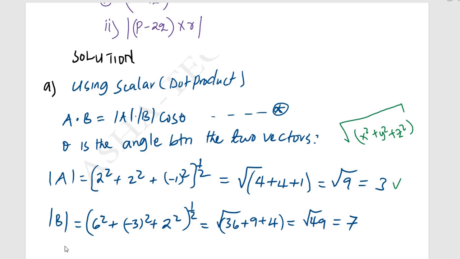Then the magnitude of vector B, remember it is 6i minus 3j plus 2k, becomes 6 squared plus negative 3 squared plus 2 squared under a root, which equals the square root of 36 plus 9 plus 4, which totals up to 49. Taking the square root of 49 gives you 7.